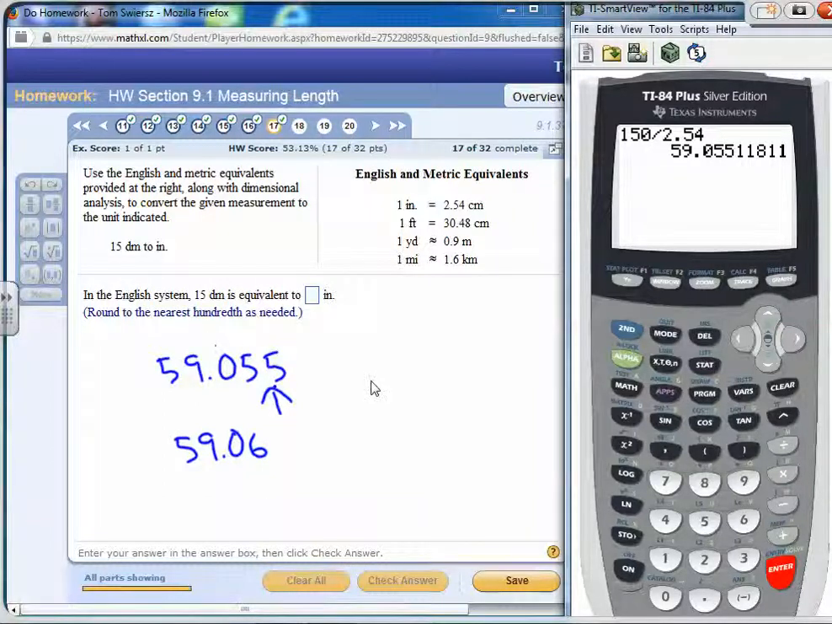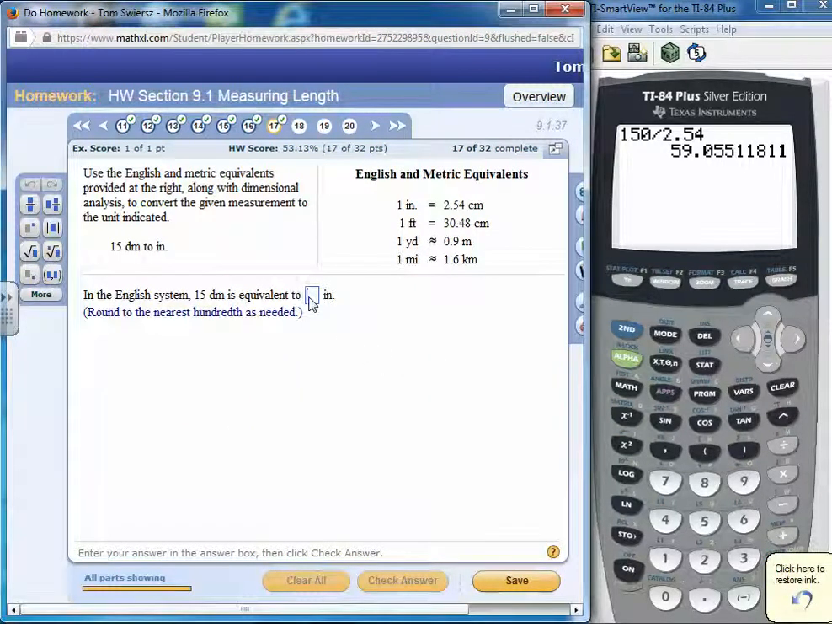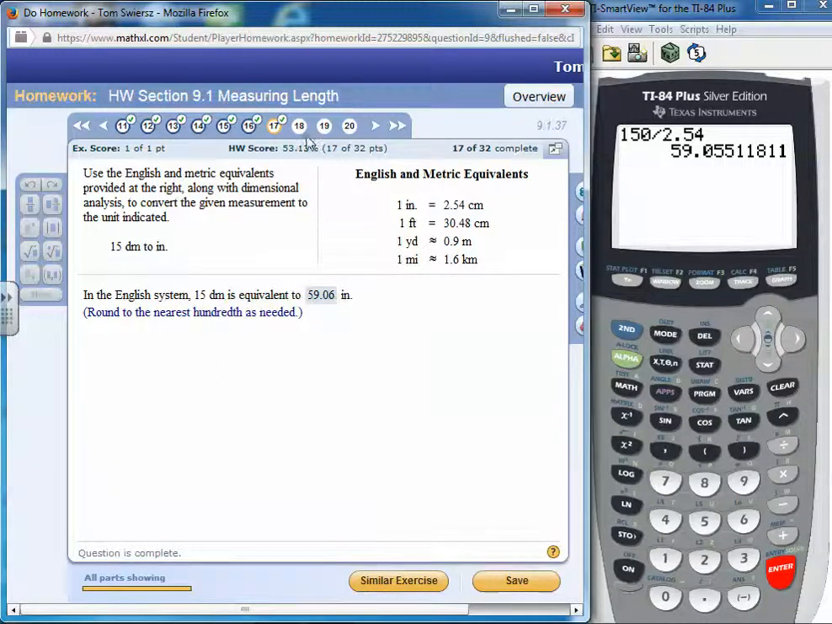All right, let's go ahead and put that in to verify we have the correct answer. All right, very good.